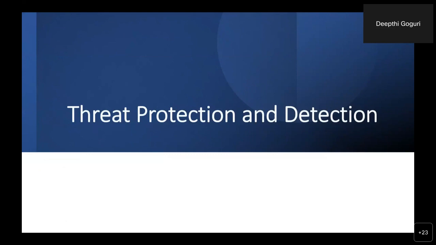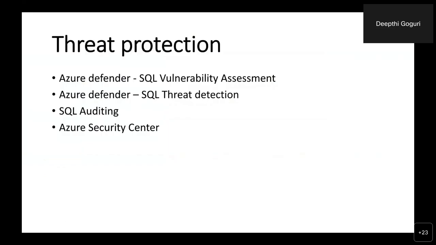Now let's talk about the next level, in-depth level of security, which is threat protection and detection. Here we have different flavors of Azure Defender. So threat protection is done by Azure Defender. You need to turn it on. Underneath the Azure Defender, we have two options: SQL vulnerability assessment and SQL threat detection.